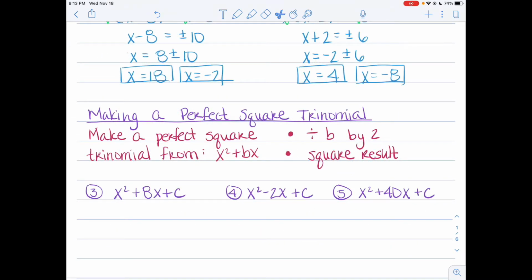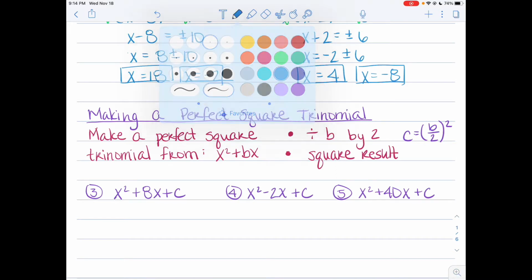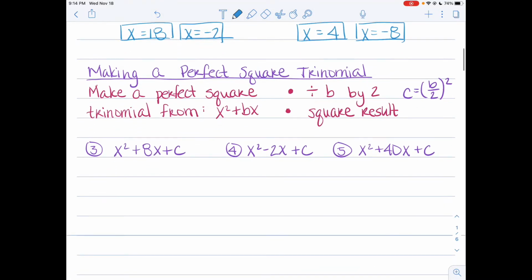Let's look at making a perfect square trinomial. So I'm going to start with just the ax squared and the bx terms. And notice actually that a is equal to 1, so I really just have x squared plus bx. And in order to create a c value, to make this a trinomial, I want to use that relationship that I observed. So to get the c value, it was the b value divided by 2 and then squared. So c is equal to (b over 2) squared. Let's use that to figure out what c needs to be for these examples here.